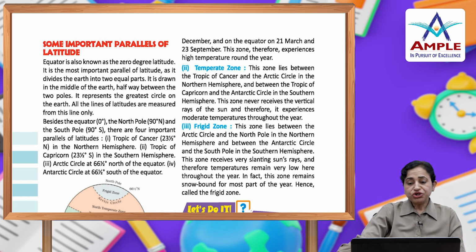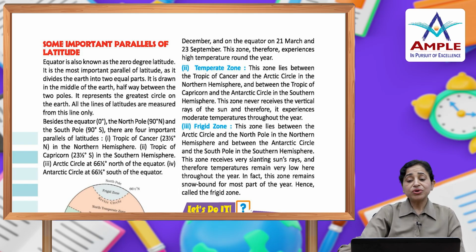Number 2, temperate zone. This zone lies between the Tropic of Cancer and Arctic Circle in the northern hemisphere, and between the Tropic of Capricorn and Antarctic Circle in the southern hemisphere. This zone never receives the vertical rays of the sun, and therefore it experiences moderate temperatures throughout the year.